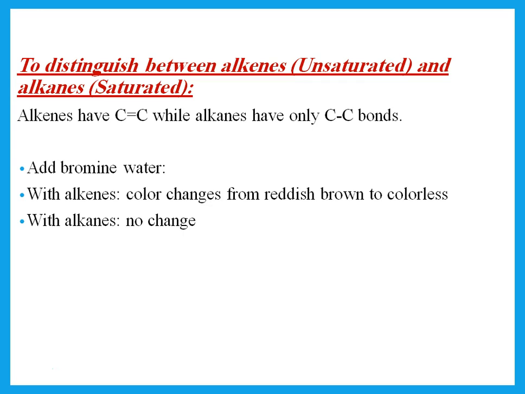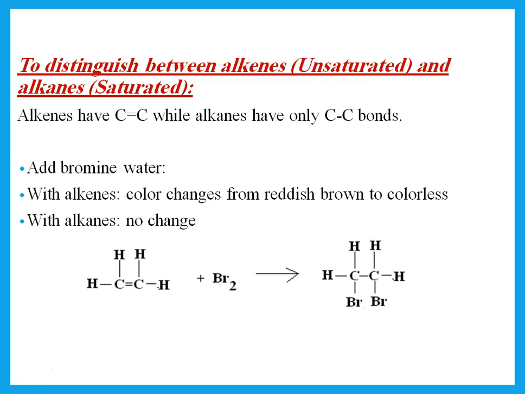So if he's trying to distinguish between alkenes and anything else, then the alkenes will react with bromine water and change from reddish brown to colorless. Alkanes, no change. This is because with the double bond, we open the double bond, we put a Br on one side and a Br on the other, so the reddish brown color of the Br2 disappears.